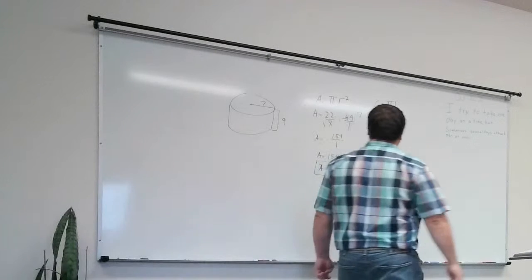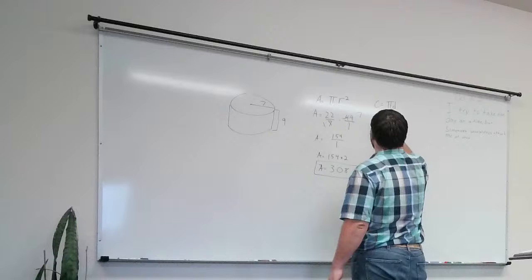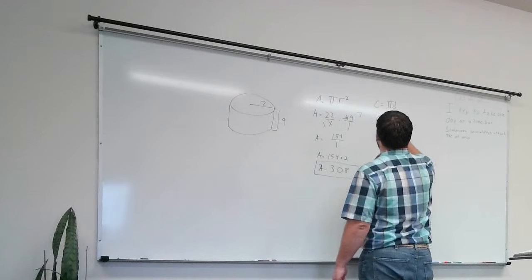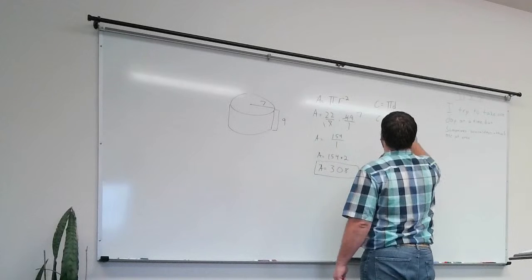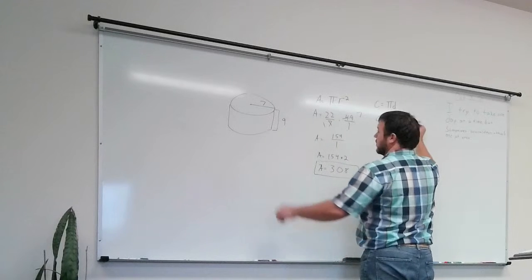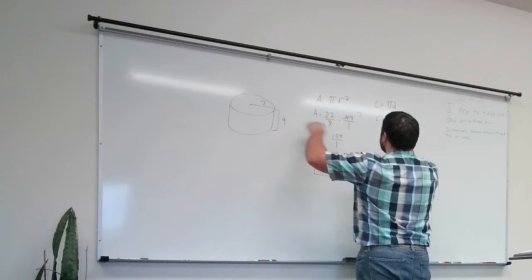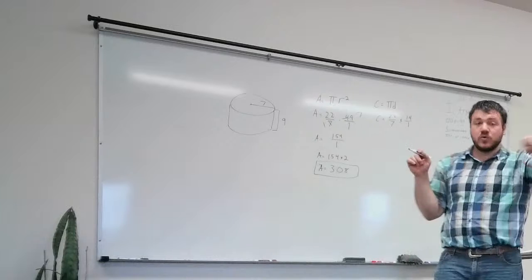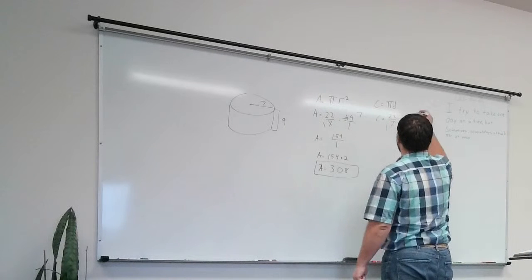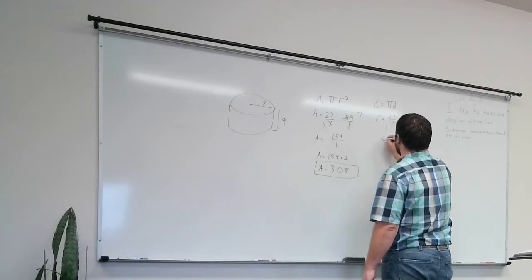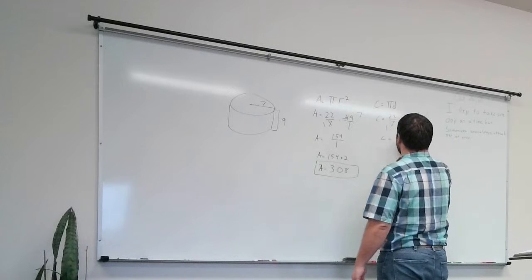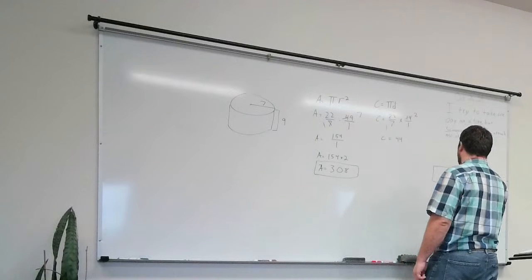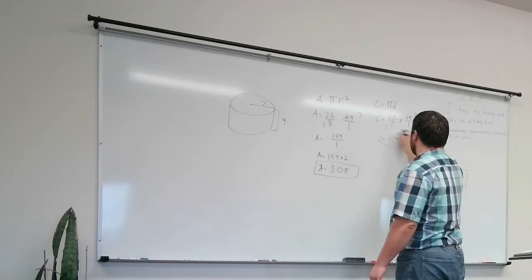All right. So 14 times 22 over 7. The diameter is 14. Oh, yes. That's the important part. All right. The 7 becomes a 1, and 14 becomes a 2. 22 times 2 is 44. So that's the top of our fraction. So we now have C equals 44.